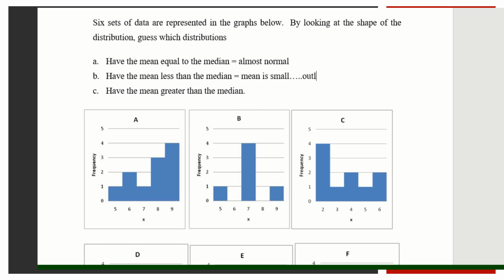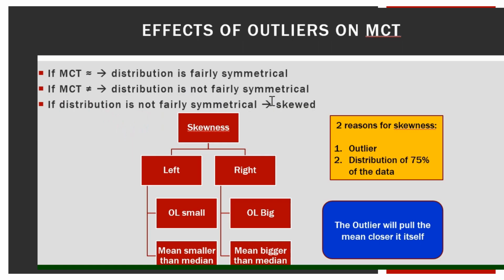Your outlier is small. Okay, here your mean is greater than your median, meaning my mean is big. What does that tell you? My outlier is big. All right, so I want you to put this in your head. If your mean is small, your outlier is small, because your mean will follow your outlier. Okay, I don't want you to memorize. There is a way to do it.